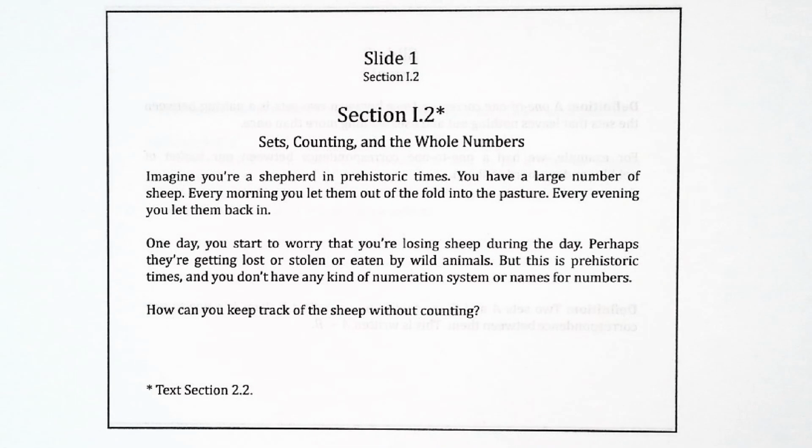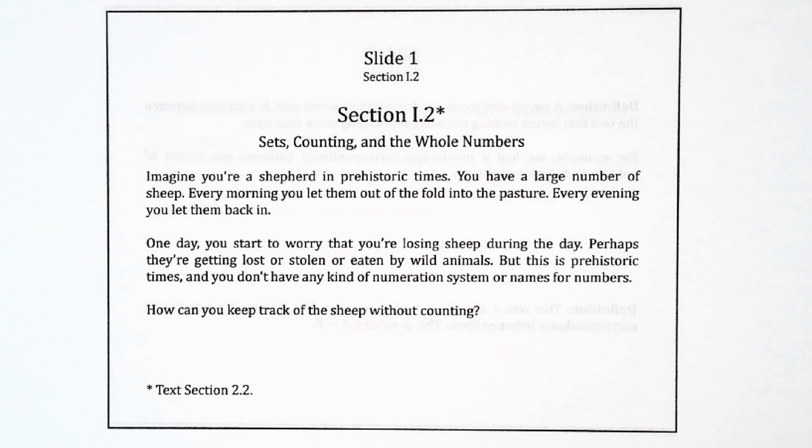And it can be a little difficult to do that because you're so used to it. So let's imagine a thought experiment. Imagine that you're a shepherd living in prehistoric times. You have a large number of sheep. You have maybe 100 or 200 or something like that. At any rate, it's too many to be able to tell at a glance how many there are.